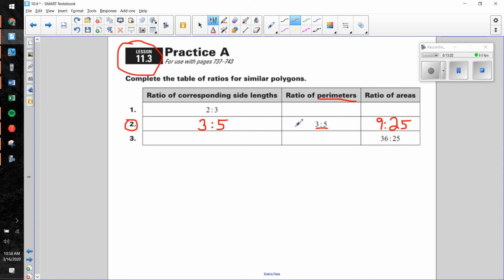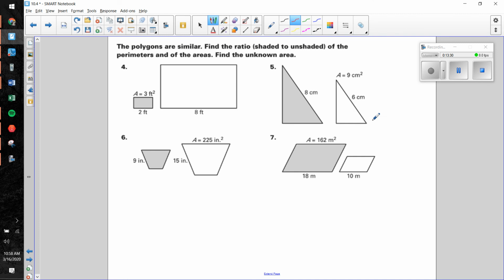So the first two columns are going to be the same, ratio of side lengths and ratio of perimeters, and the ratio of the areas is just the square of those two numbers. All right, let's take a look at what's going on here in number 4. They tell us here that these two polygons are similar, and we're supposed to find the ratio of the perimeters and the ratio of the areas and find the unknown areas.